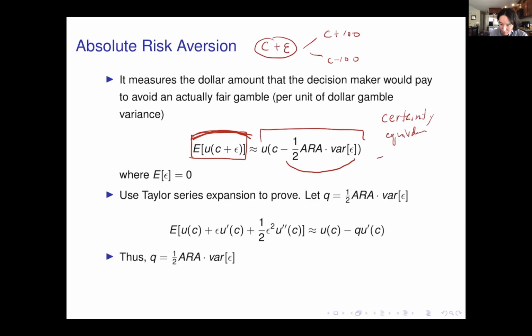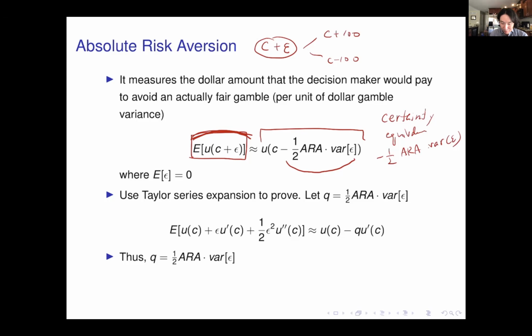So this negative half of this is the certainty equivalence. So you are willing to give up this much to get an outcome that has no randomness. And absolute risk aversion measures the per unit dollar gamble variance. So it's a fair compensation per unit dollar of the variance. How do you show that?